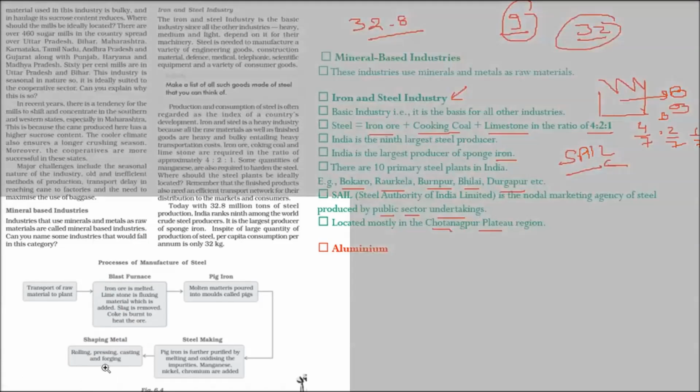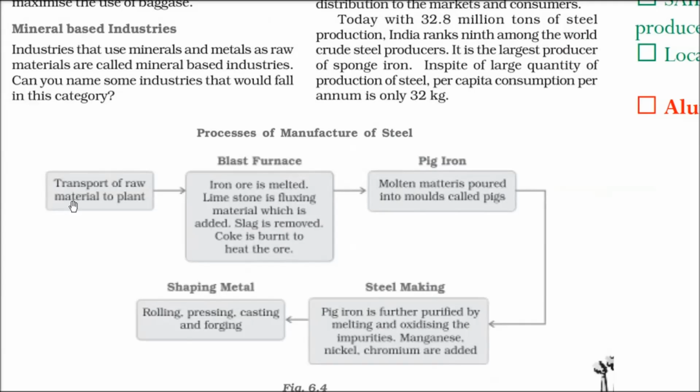So how is the steel produced? Now let us have a look at how steel is produced. First of all, the raw material is received at a plant, that is, the transportation has to be done. Then in the blast furnace, the iron ore is melted. Then limestone, a fluxing material, is added to the iron ore. Whatever dirt or slag is there is removed. And now coke is burned to heat the ore. When heating is done, we get molten iron, which we call pig iron.